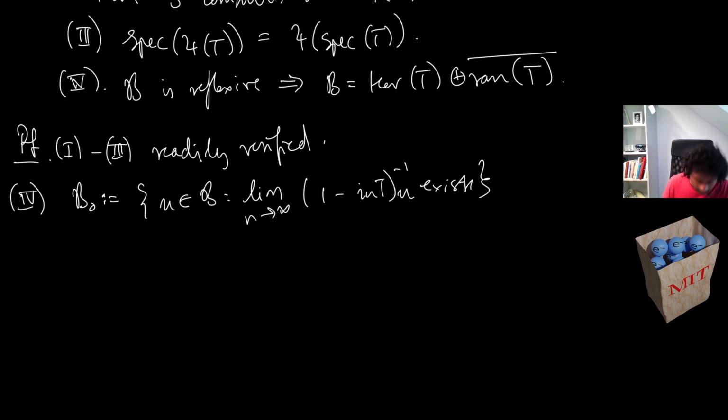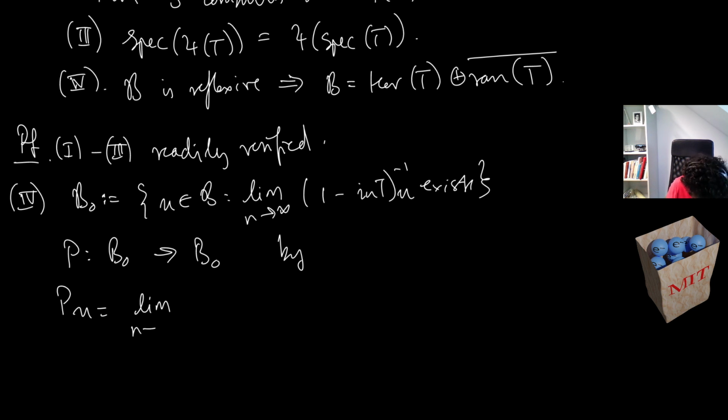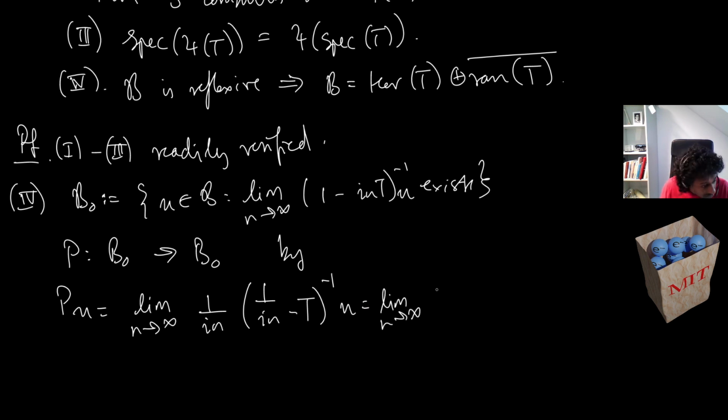So there's a U here, I'm sorry. Then we can define a projection from B naught to B naught by the expression P of U equal to the limit as n to infinity of 1 on in, 1 on in minus T inverse of U, which is readily verified to be the limit as n to infinity of 1 minus i n T inverse of U. Okay.